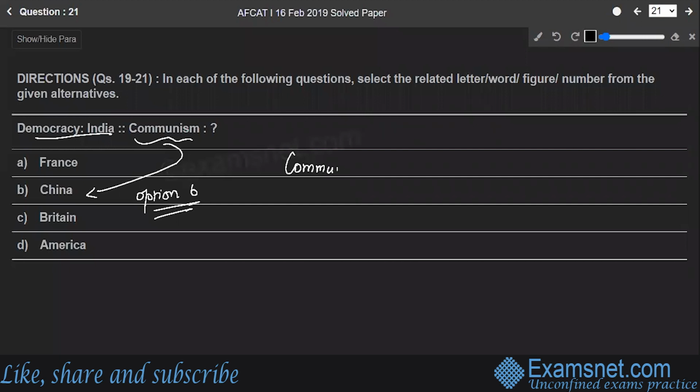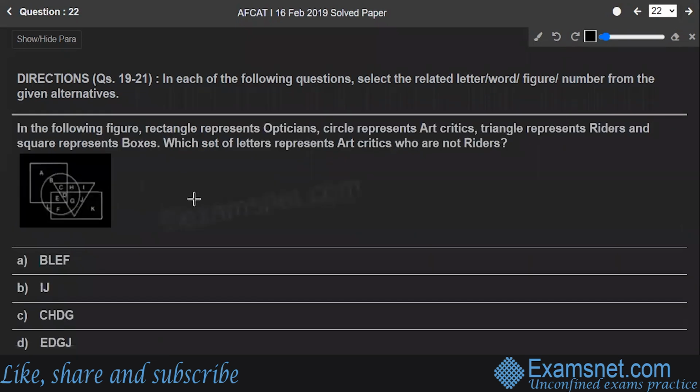If we talk about communism, it means a political system in which the state owns and controls all the factories, farms, services, etc., and aims to treat people equally. So basically, all the factories, farms, services are under the control of the state government. Let's move to the next question, number 22.